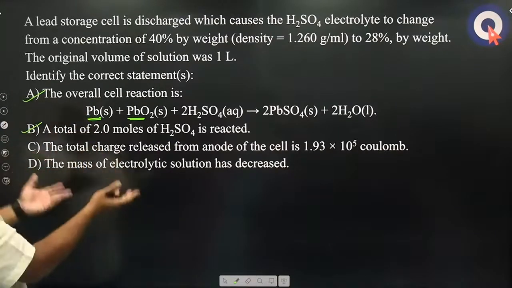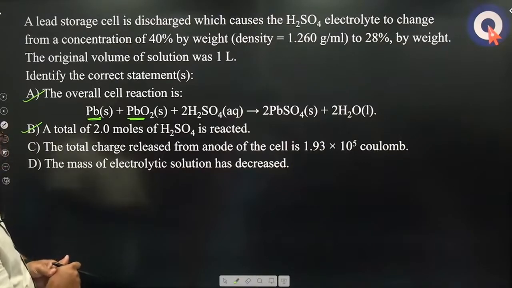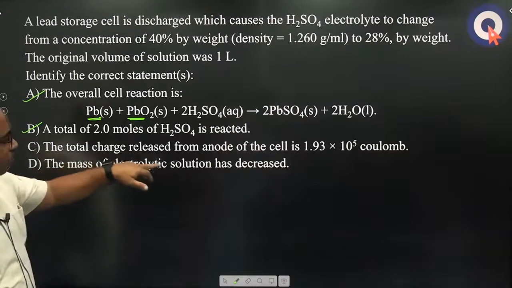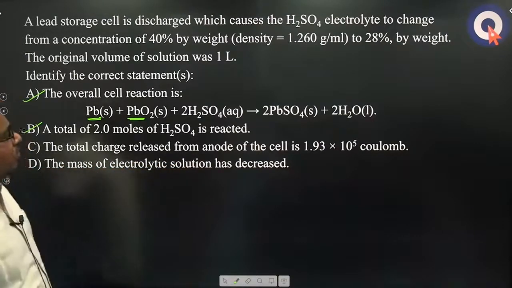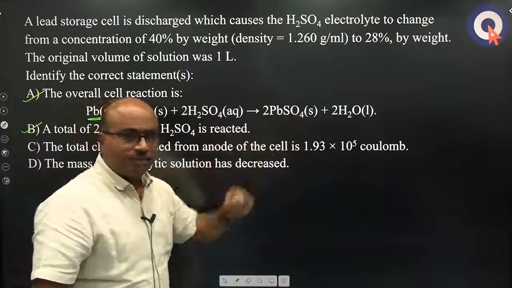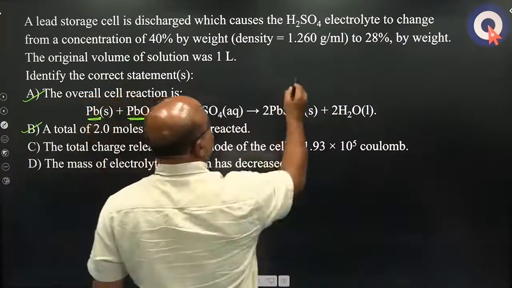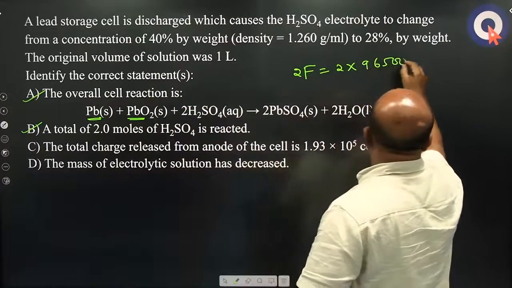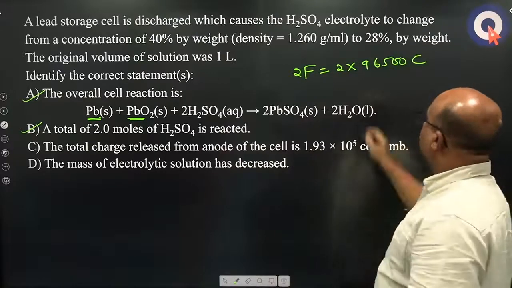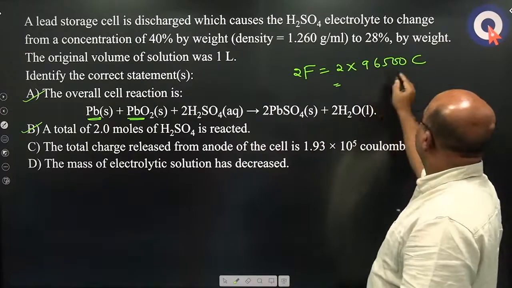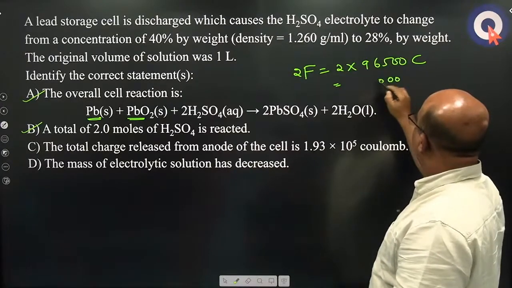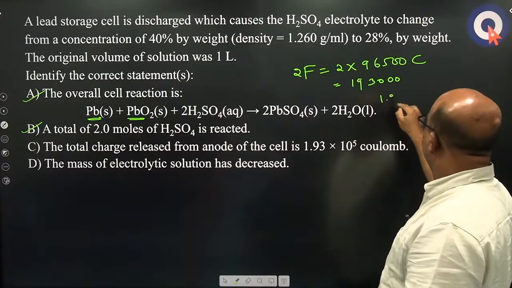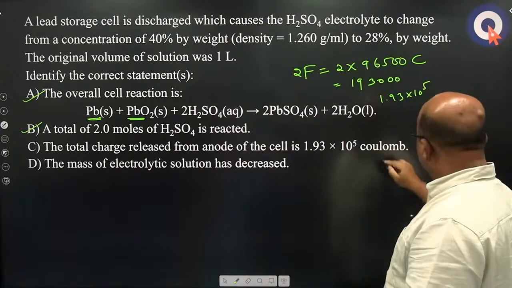Maybe in the given condition, what is the weight of H2SO4 if you just use it and calculate, let us see. And the total charge that is released from anode cell to cathode cell: how many Faradays of current is passed here? 2 Faradays. So what is 2 Faradays? That is 2 into 96,500 coulombs. So what is this value, around 1.93 into 10 to the power of 5, which is also correct.